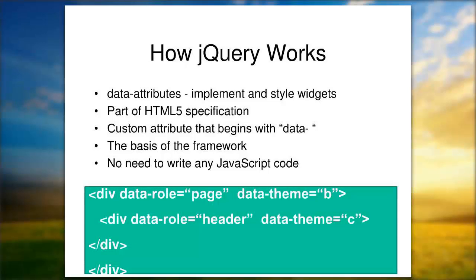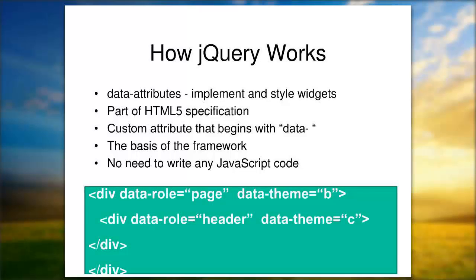All right, the basics behind how jQuery Mobile works are bullet point number 1, data attributes. This concept of data attributes is part of the HTML5 specification. So if you look at bullet point number 3, in the specification, what was decided was that we can create our own custom attributes that begin with the word data and a hyphen.